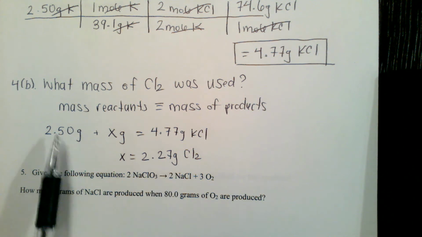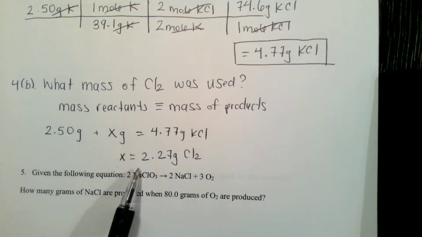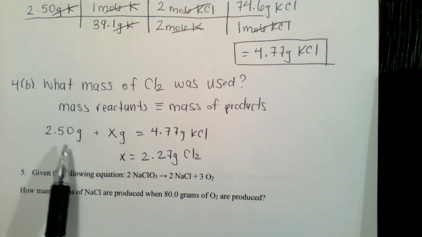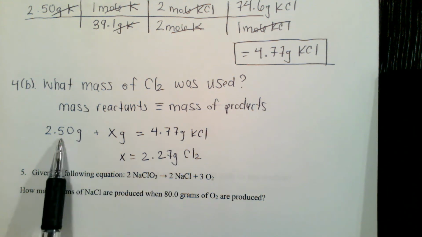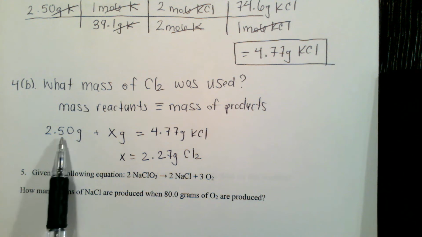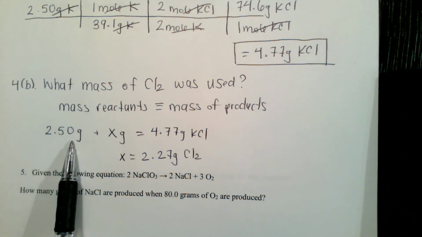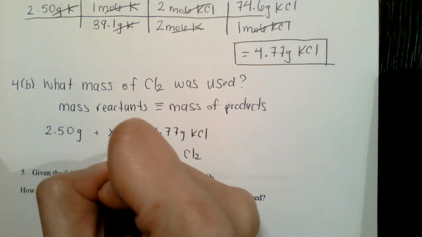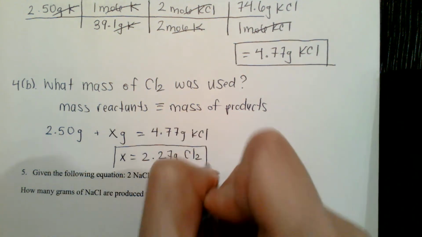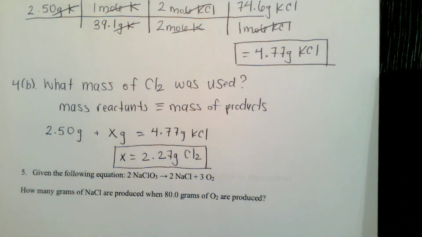Okay, so if we add that and that, we should get this, which we do. 2 plus 2 is 4, 5 plus 2 is 7, and then we get the 7 there. Okay, so we combined a mass of potassium with a mass of chlorine to get the mass of KCl. So we just, again, use the law of conservation of mass for this problem here.